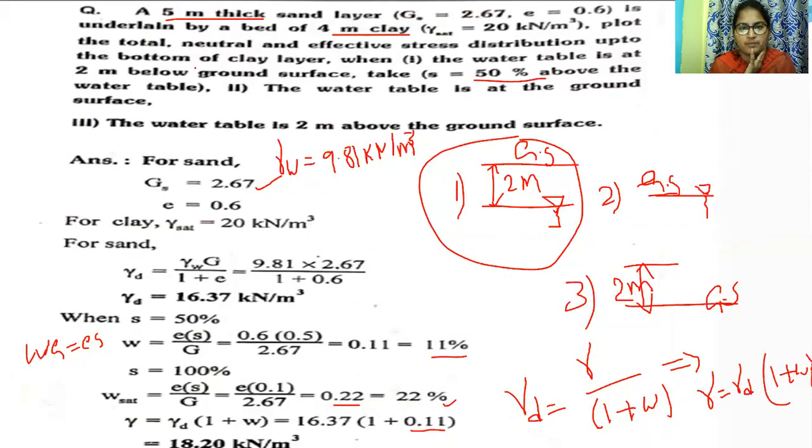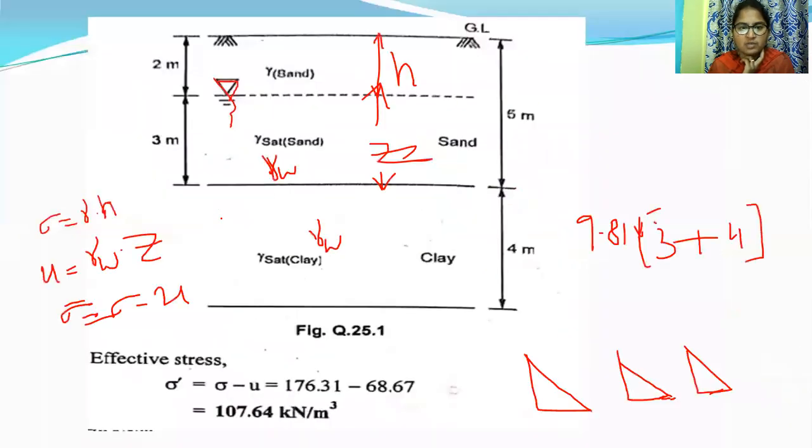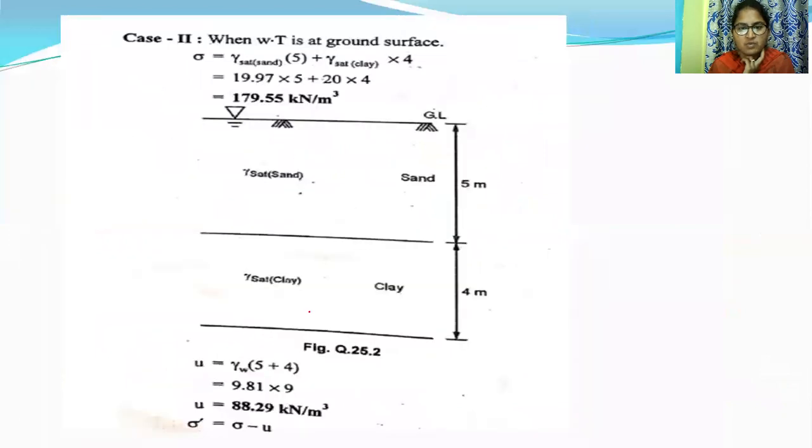Next one is the water table. The water table is at 2 meters below ground surface, take S equal to 50% above the water table. We have already completed this case. Now the water table is at the ground surface. So the overall layers will be in saturation condition: gamma sat sand and gamma sat clay.